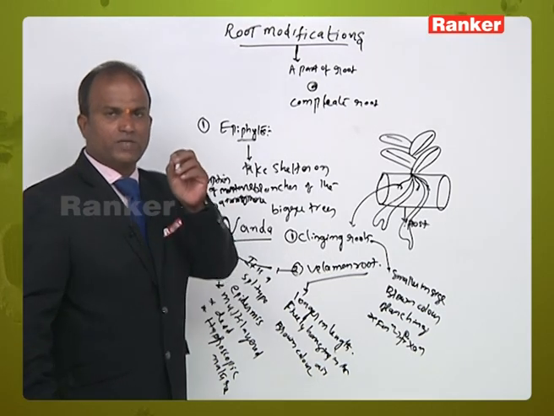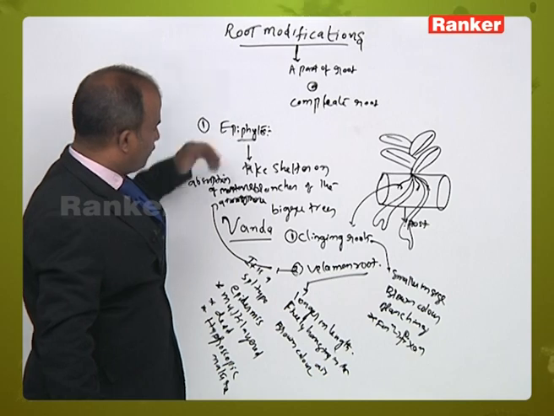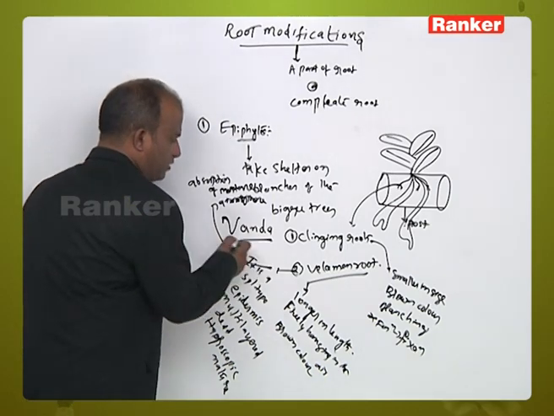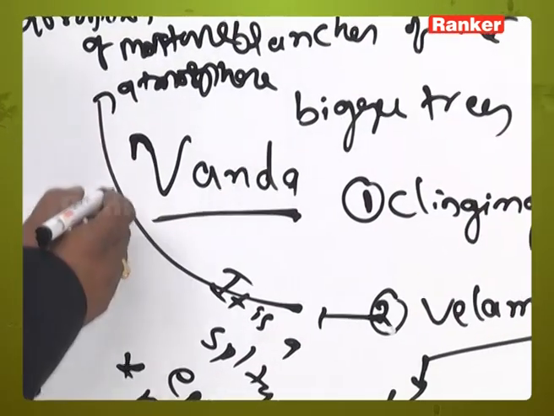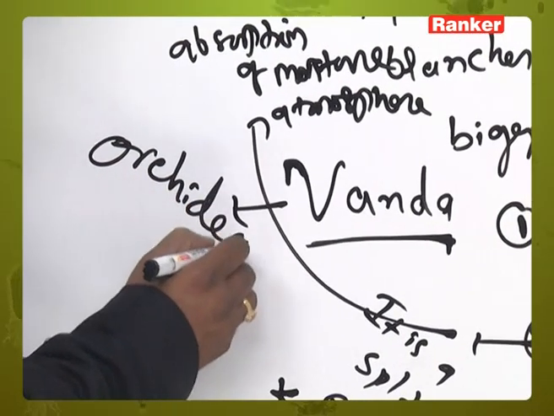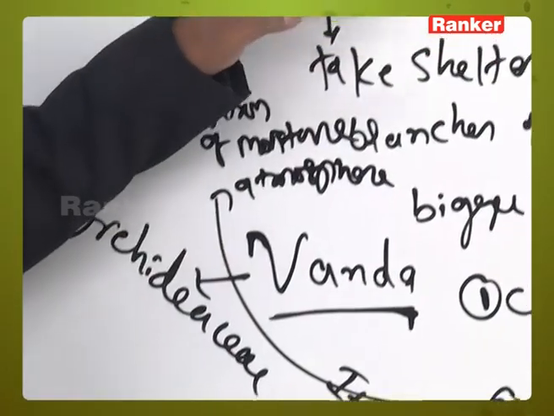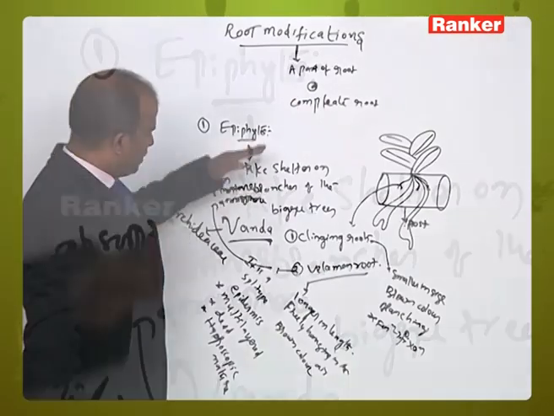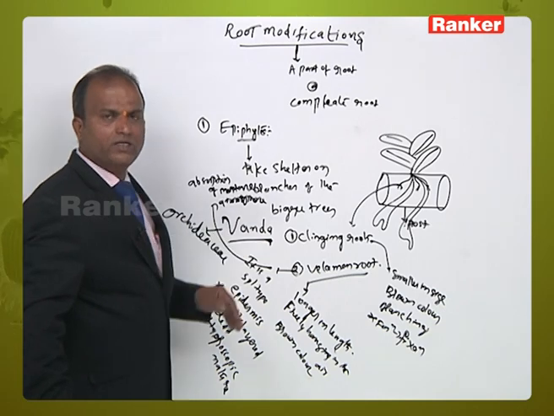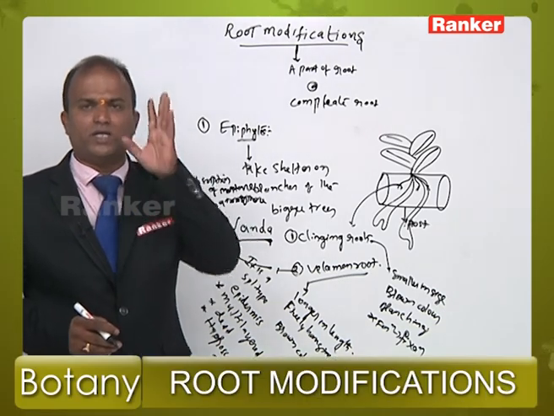Now once again I am explaining what epiphytes are. What is the example for an epiphyte? That is Vanda. It belongs to the Orchidaceae family. Where is this epiphyte, Vanda, grown? It is mainly grown in evergreen forest.